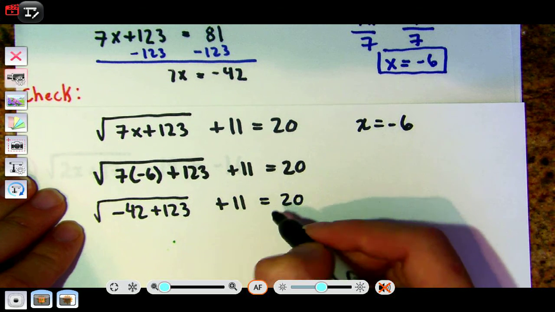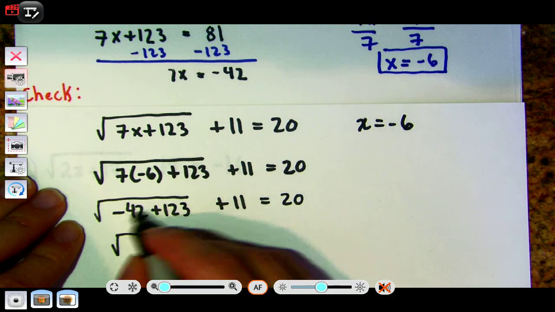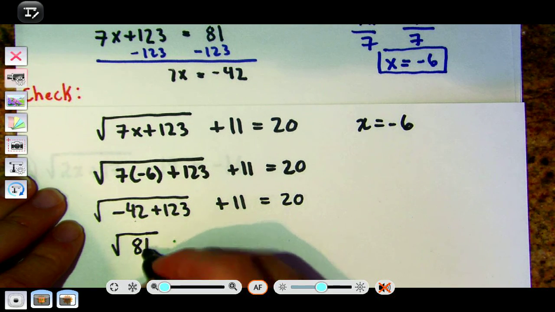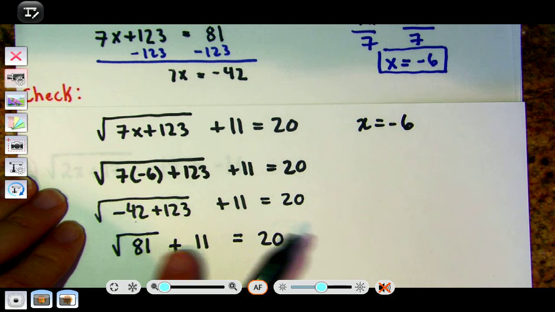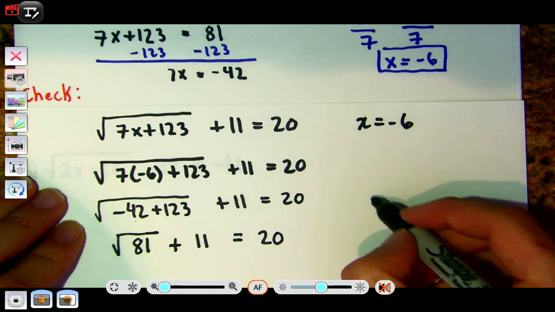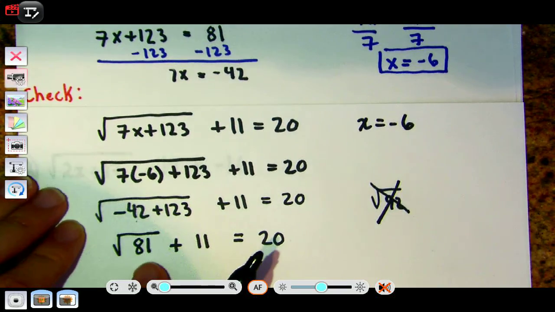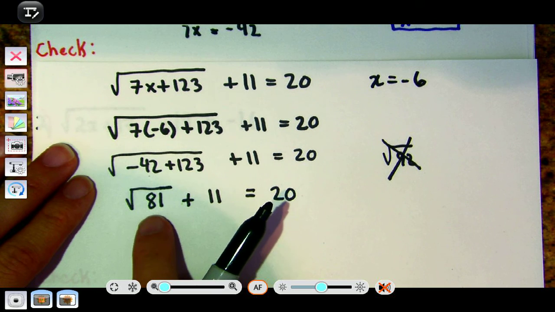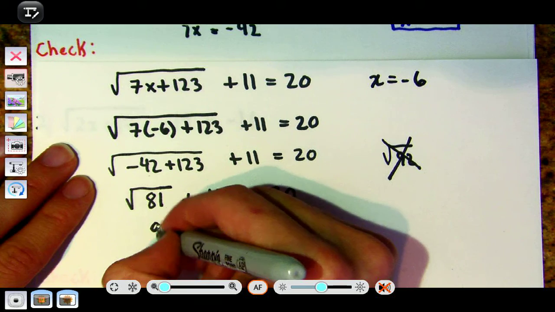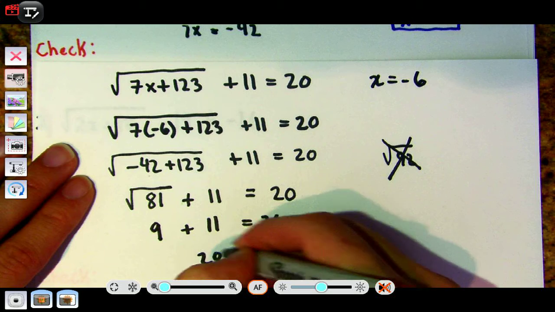Negative 42 plus 123 is, take your time, what is this? This is 81. 81 plus square root of 81 plus 11 equals 20. Now you cannot combine these two. Don't think it just becomes square root of 92. We have to evaluate this. What is the square root of 81? What number times itself gives me 81? 9. 9 plus 11 is 20. 20 equals 20. Check.